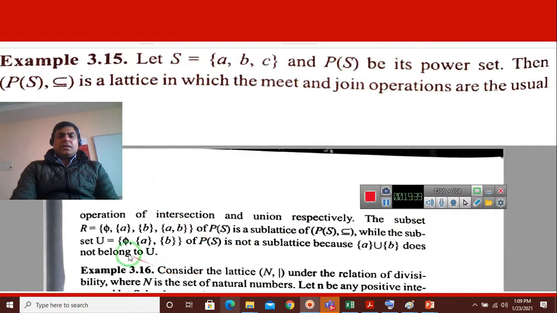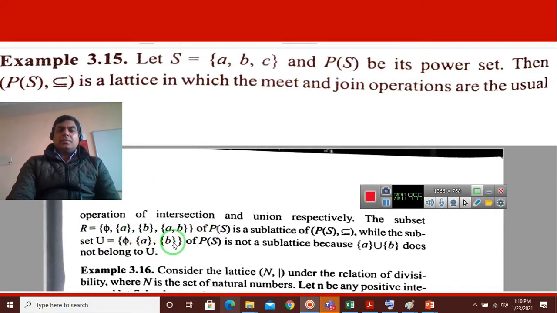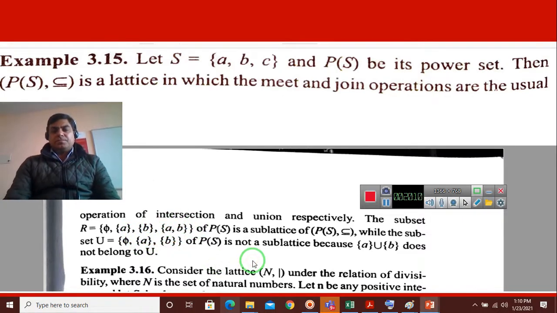Now we are considering only phi, A, B and AB. So this is also a subset because phi is a subset of A, phi is a subset of B, A and B are subsets of AB. So this is called a subset, but also phi, AB and B. This is also a subset, but this is not a sublattice because A and B do not have any supremum value, but here A and B have the supremum value AB. So this is a sublattice, but this is not a sublattice. Getting it?